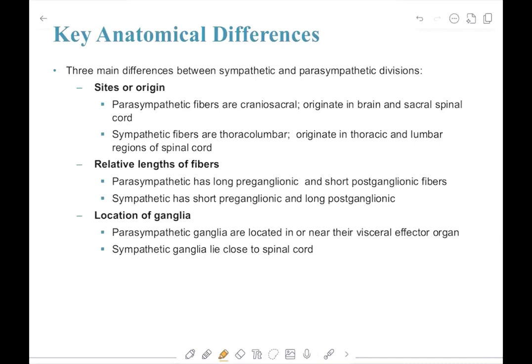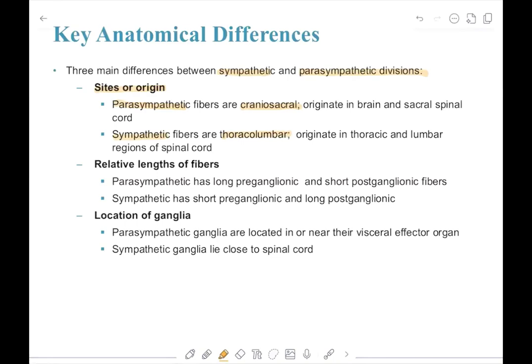This slide shows us some of the key anatomical differences in the autonomic nervous system between the sympathetic and parasympathetic divisions. So one key difference is the site or the origin. The parasympathetic fibers begin in the cranial area as well as the sacral area. So we call it the craniosacral division, whereas the sympathetic fibers begin in the thoracic and the lumbar region. So we refer to it as the thoracolumbar region.